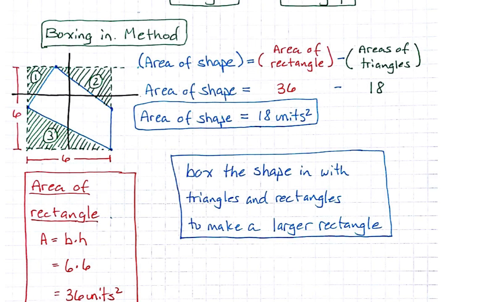So then I take my area of the rectangle, that's the large rectangle here, and I subtract the areas of the triangles, and I'm left in the end with whatever the area was of the shape that I started with. So I box it in, I calculate the area of the overall box, and then I subtract the areas of the triangles, or sometimes you'll have to add little rectangles on the side or whatever.